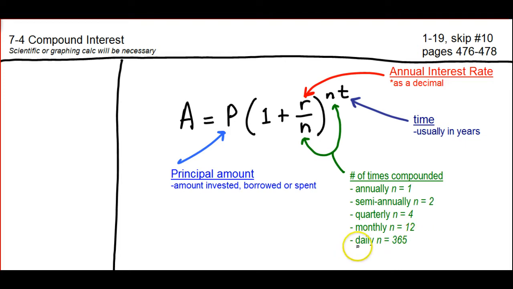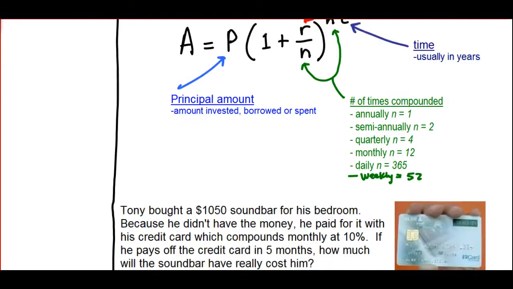There's one more here that I neglected to type. I apologize. We need to include here weekly as well. So weekly would be 52 times compounding. Notice that the n value is in the formula 2 times. It's under the percent. It's also being raised to a power. And then also your power indicated here is with the time, and the time is usually listed in years. So let's go ahead and try an example.